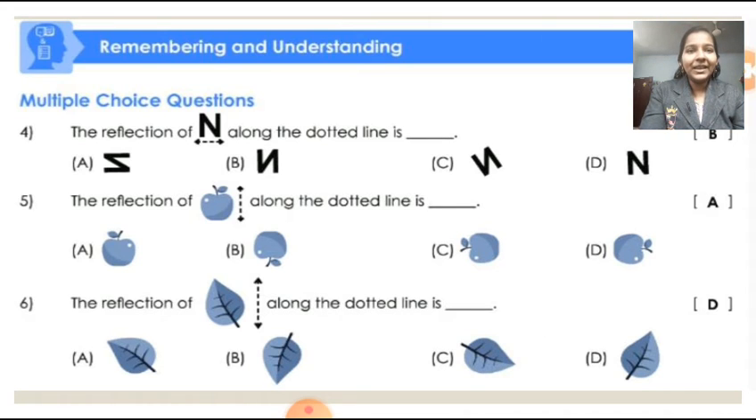Okay. Now next question, the reflection of this leaf along the dotted line. That means here it is again a mirror image of this leaf you have to say. So which is that? Yes, option D is the right answer. Very good children. So everyone do it in the workbook itself.